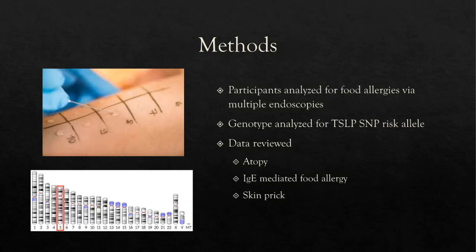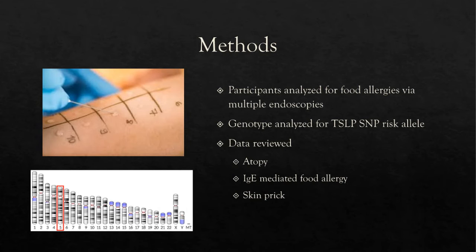Participants were analyzed for food allergies using the elimination diet and multiple scopes to figure it out. The participants were then genotyped for the TSLP SNP that was previously identified by researchers that I had looked at, and they kept finding that EOE patients have this common risk allele. So this is the SNP that they studied.